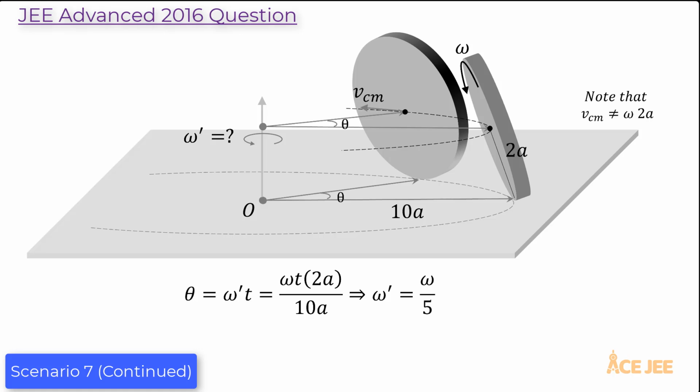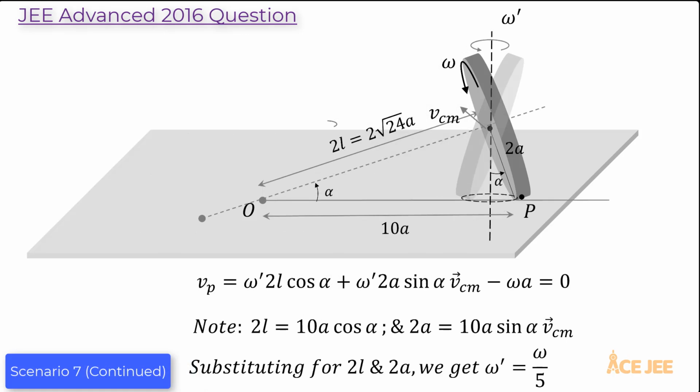In the first approach, let's use the fact that the center of mass and the contact point of the disk with the ground both trace circular arcs and subtend equal angle about the z-axis over a given time period, which will be omega dash times t and should be equal to the arc length traced by the contact point divided by 10a, which will give us omega dash equals omega by 5.